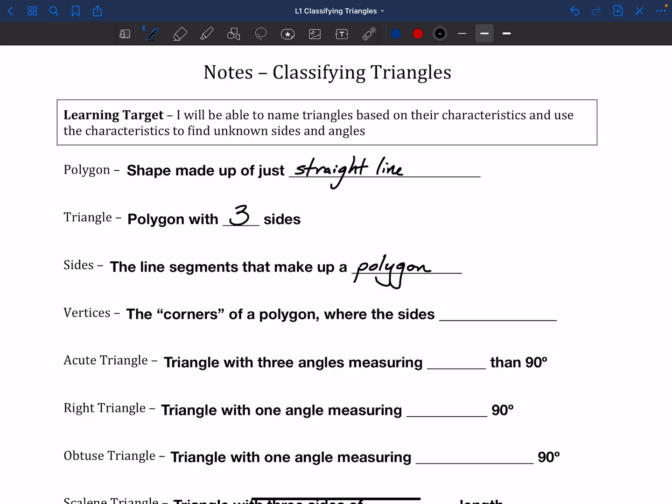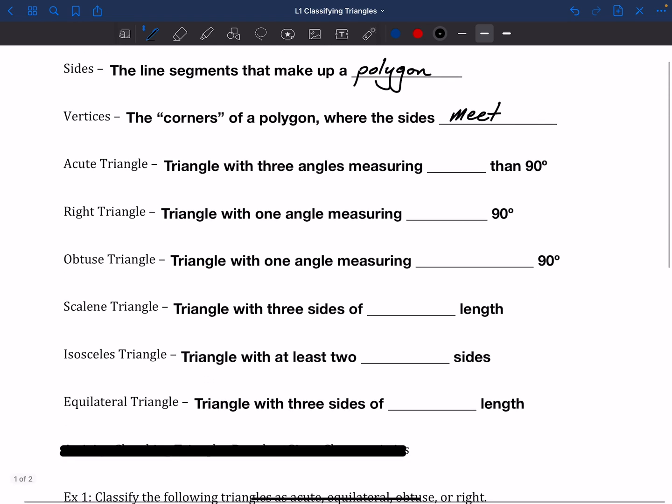These are kind of like the corners of a polygon, and I have it in quotation marks because you think of a corner as two walls meeting at 90 degrees. But when I'm saying corners in quotation marks, it's just where the sides meet, or intersect. So whenever you have 2 sides that meet at a spot, that is a vertex of that polygon. Now we can finally talk about the different types of triangles.